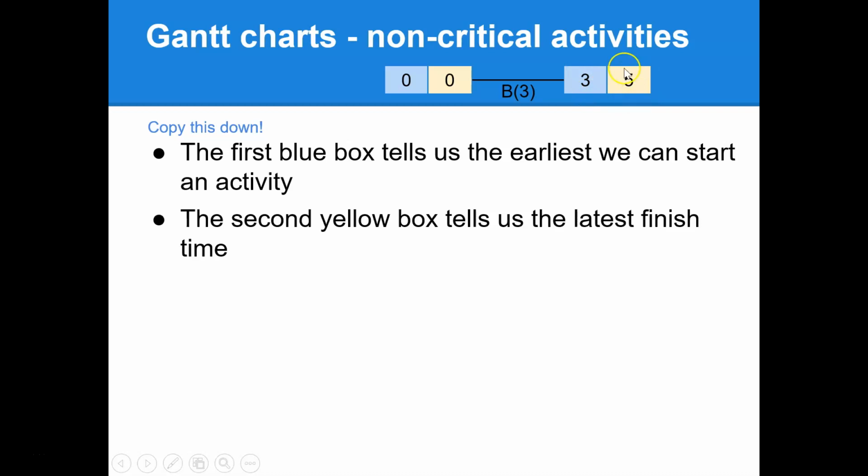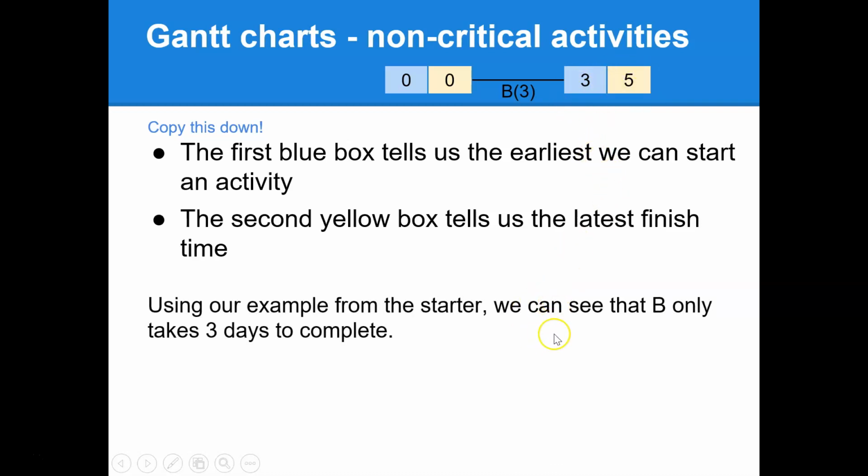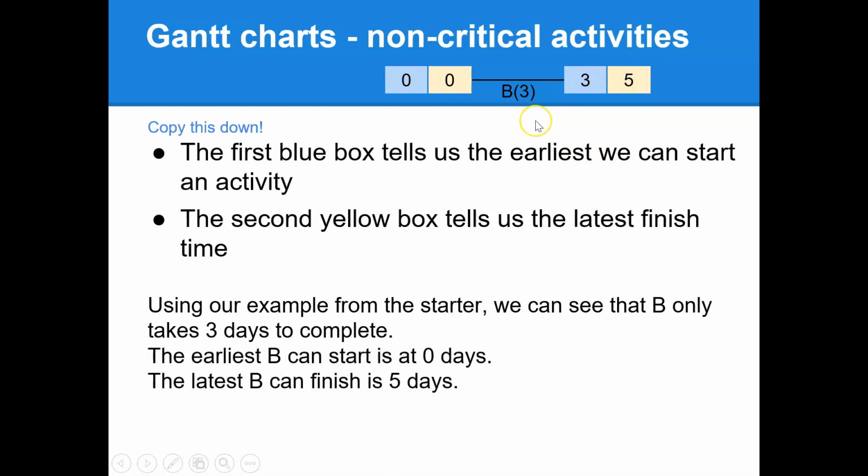So at 5 days we can finish this activity of B. Using our example, we can see that B actually only takes 3 days, and we have up until day 5 to complete it. So we could start it at day 0, and as long as we finish by day 5, we could technically start at day 1 or day 2 as well.